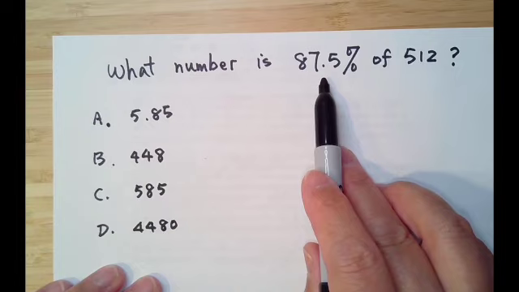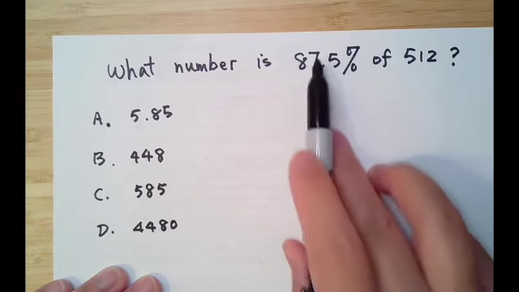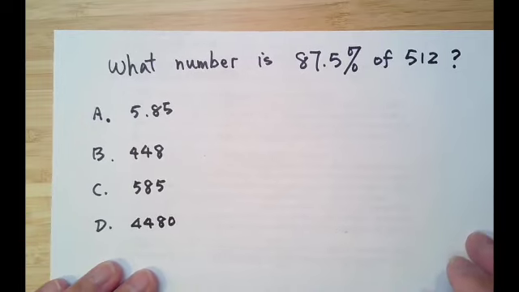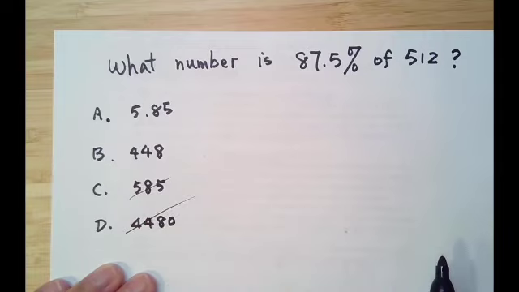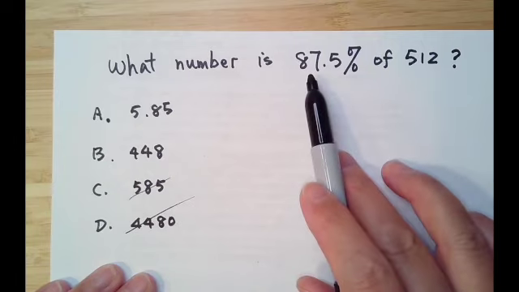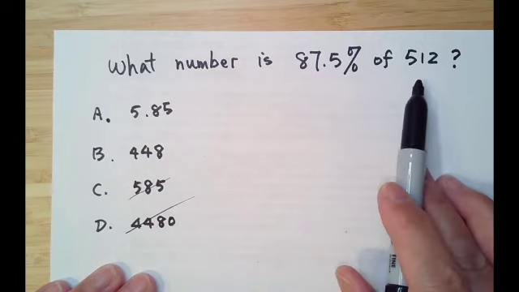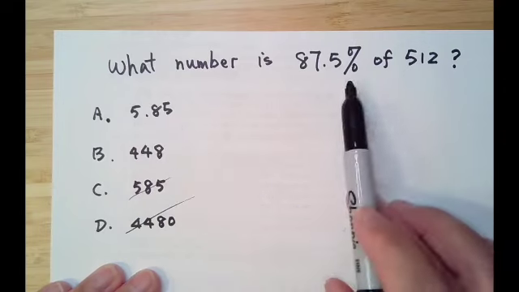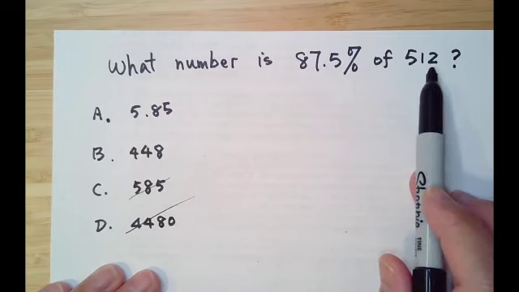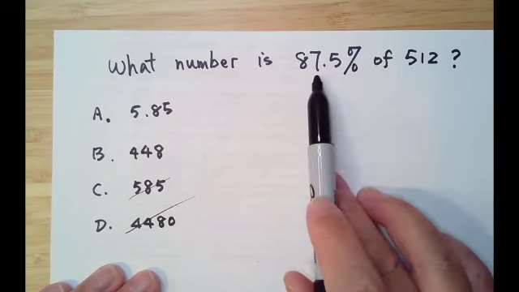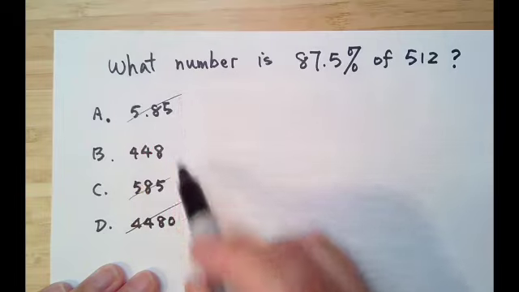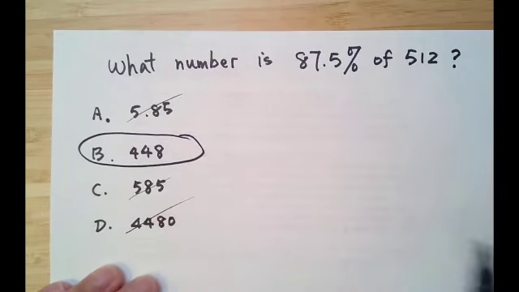Is that less than 100%, right? So if it's less than 100% of 512, the number should be smaller than 512. So this, no good. Both numbers, C and D, are greater than 512. So 87.5% should be less than that. Can A be that small? Of course not. Because even 500, 80% will be just 80. So this one is too small. So this is the only possible answer.